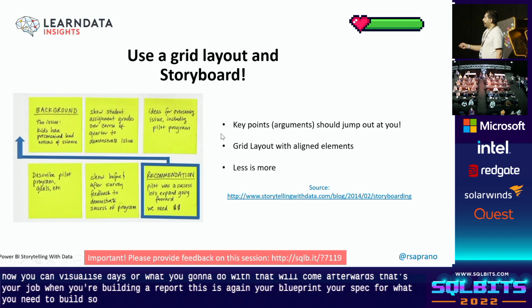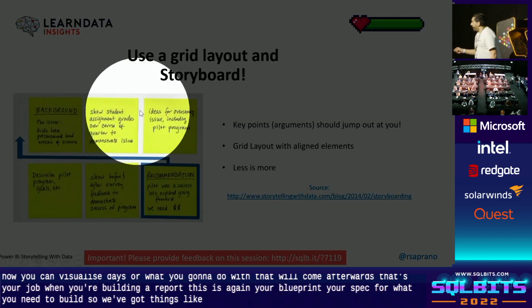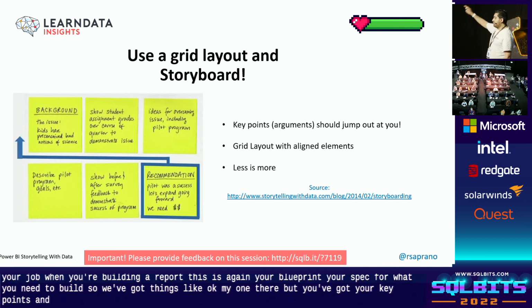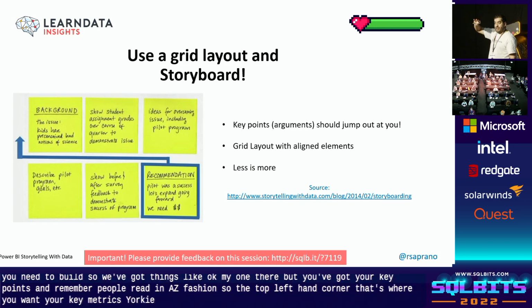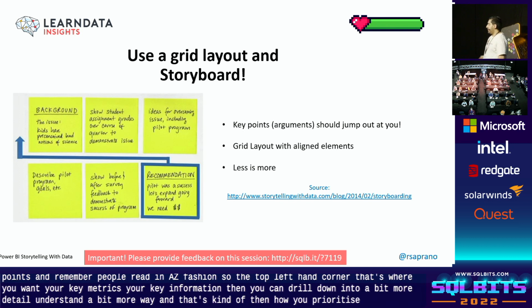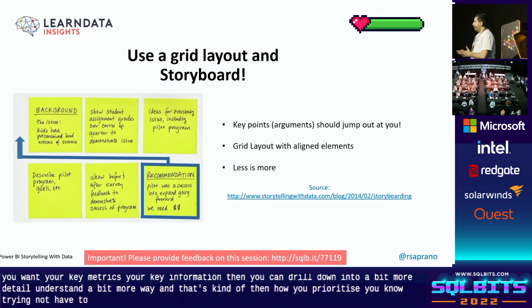So we've got things like, okay, I can't actually read. I'll do it on my one there. But you've got your key points. And remember, people read in a Z fashion. So at the top left-hand corner, that's where you want your key metrics, your key information. Then you can drill down into a bit more detail or understand a bit more why. And that's kind of then how you prioritize. And try and not have too much on a page.